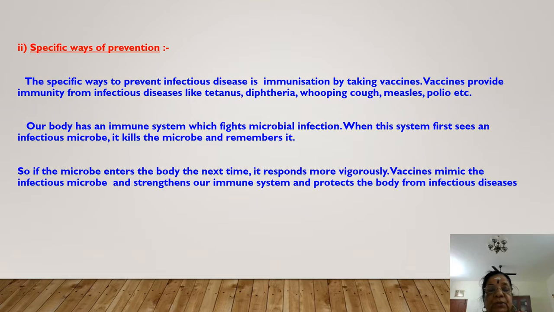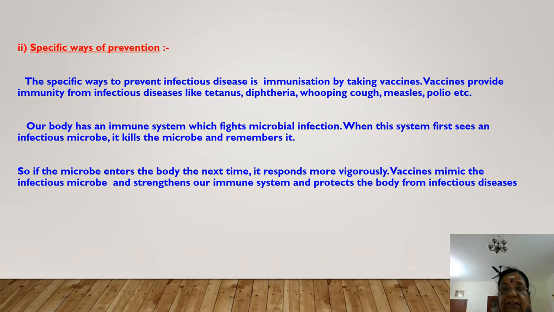Our body has an immune system which fights microbial infection. When this system first sees an infectious microbe, it kills the microbe and remembers it. For example, suppose a person is suffering from chickenpox for the first time. Chickenpox is one of the pox viral diseases. So when the immune system sees this chickenpox virus for the first time, it kills it and the person gets cured.